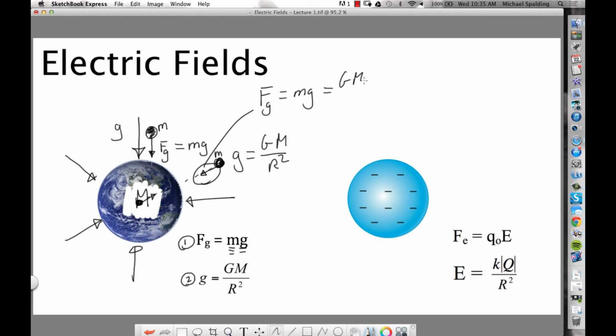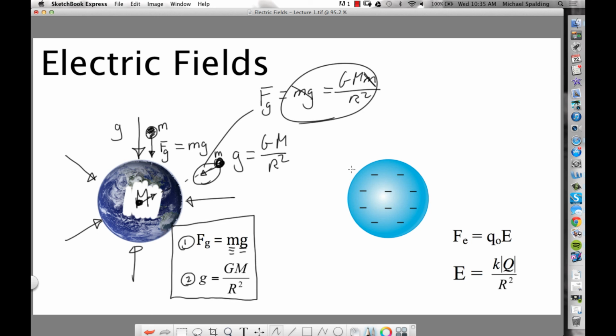Big G, big M, little m over r squared. And then the little m cancels, right? Then you're left with that equation, g equals GM over r squared, okay? So these are the equations that you already know for the gravitational field.